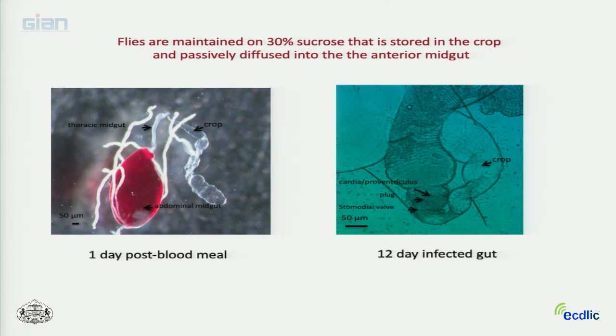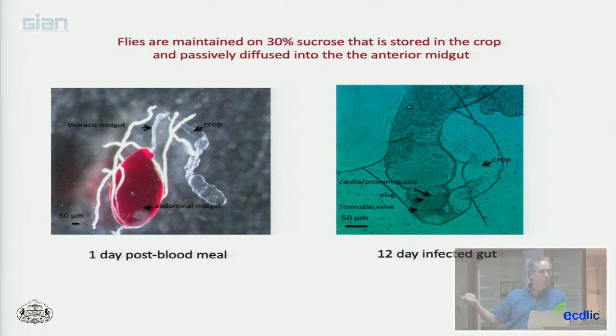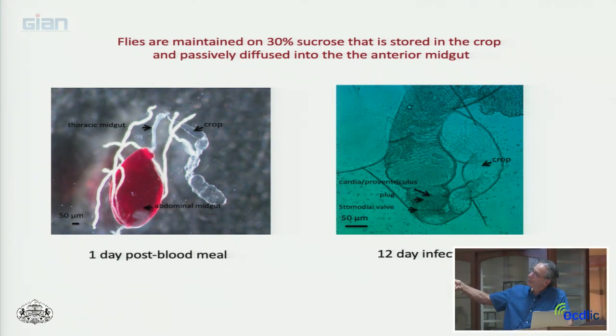When female flies take a blood meal, the blood meal is shunted to the posterior midgut. But when flies feed on sugars, the sugar meals are in fact not shunted to the posterior midgut. They're stored in a bag called a crop, which passively diffuses the sugar contents into the anterior midgut. This is where the metacyclics accumulate, right here. So the sugar passively diffuses there.